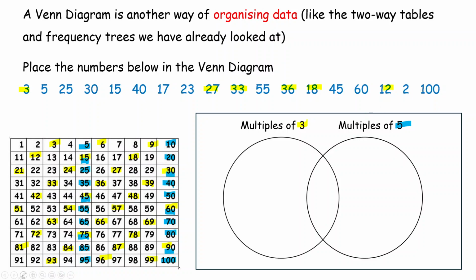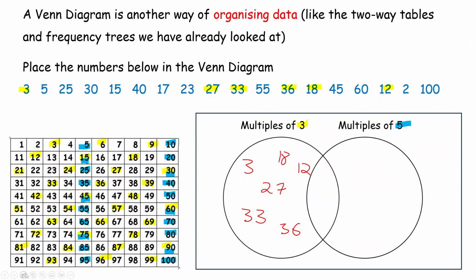So there we go. We can put these numbers into multiples of 3. So we've got the number 3. We can cross it off as well. No, we won't cross it off actually. We've got 3, 27, 33, 36, 18, and 12. Okay, so all of these numbers here are only multiples of 3.